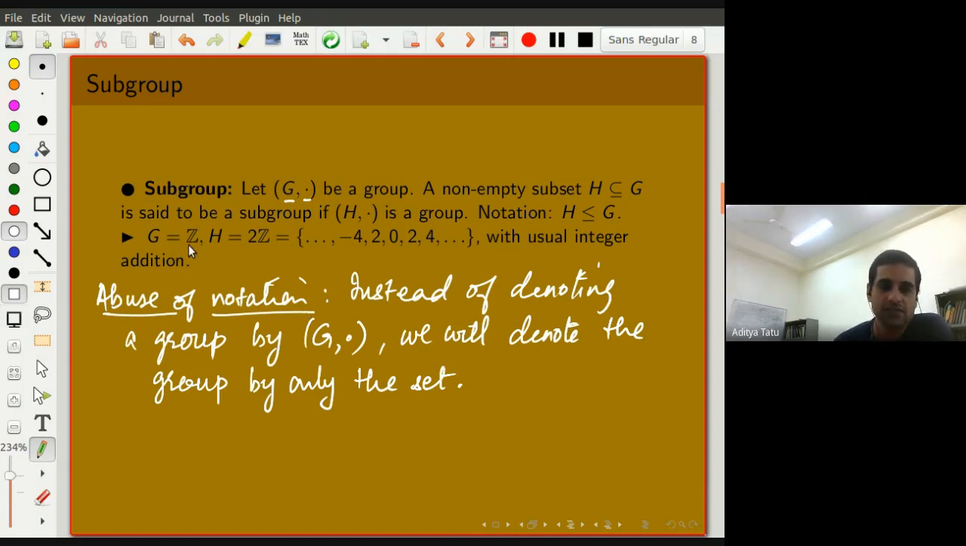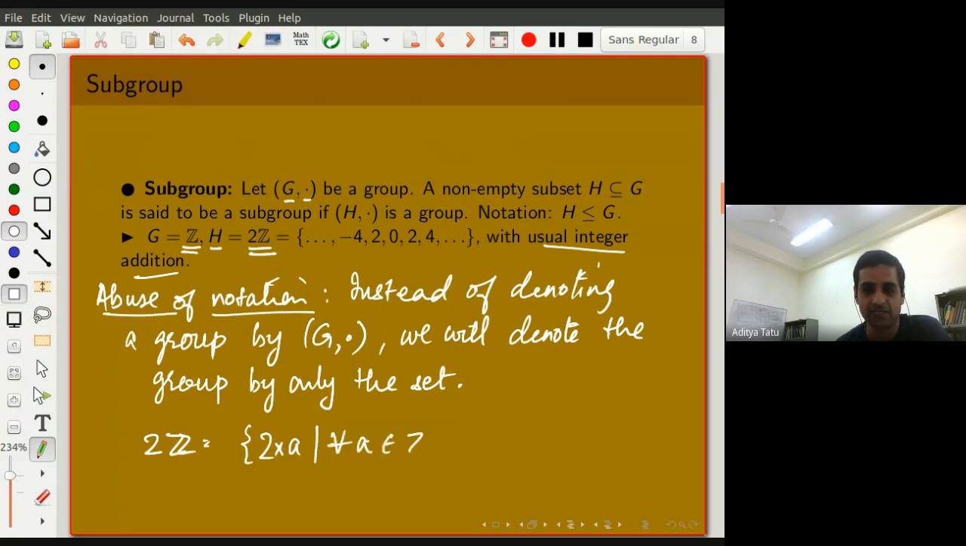So this is Z, that's your set and the group. The group operation here is the usual integer addition. If I consider only the set of even integers, that would give me the set H. Another way to write the set of even numbers is 2Z. I hope you understand what we mean by 2Z. 2Z is the set of 2 times a, where times is the usual integer multiplication, for every element a in Z. This is the definition.